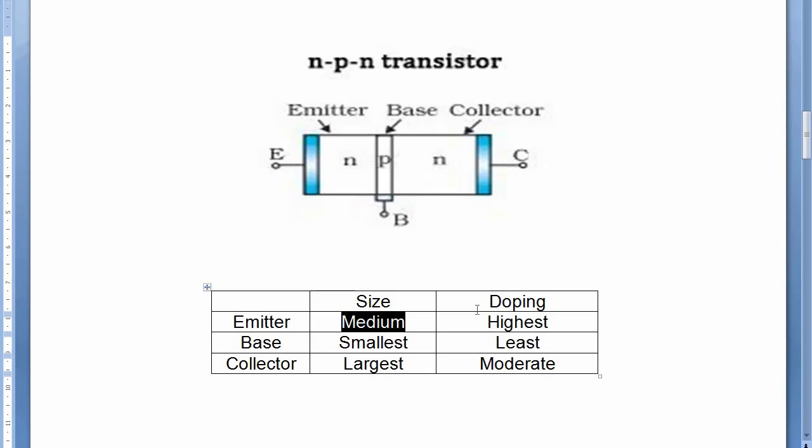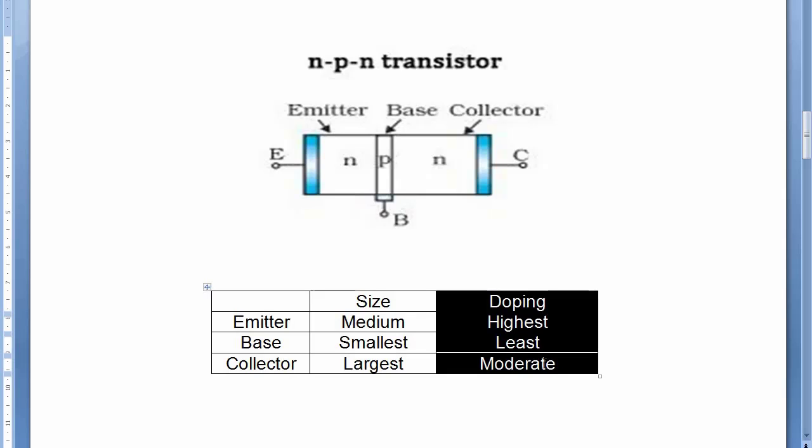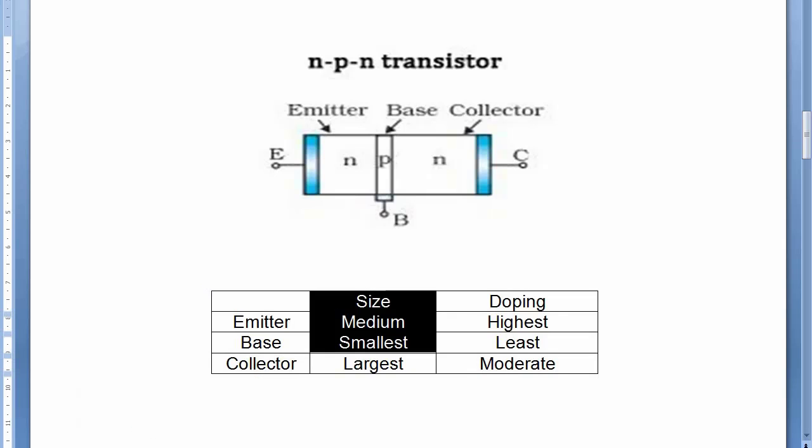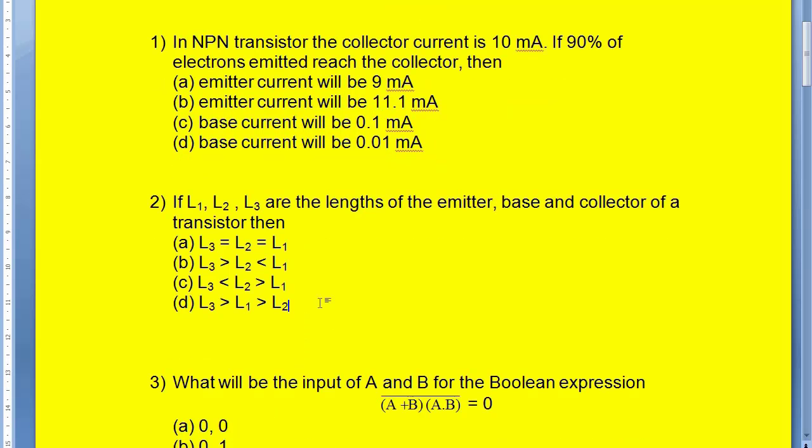Regarding the doping, it is not asked, but we must understand this concept also. Doping means the number of impurities. The emitter is the most heavily doped, so the number of impurities in the emitter is very large. Doping is highest in the emitter, moderate in the collector, and least in the base. So based on this size, what would the answer be? L3 is the collector, so L3 is larger than L1. L1 is the emitter, the length of the emitter, which is larger than L2, which is the base. So answer D is correct.